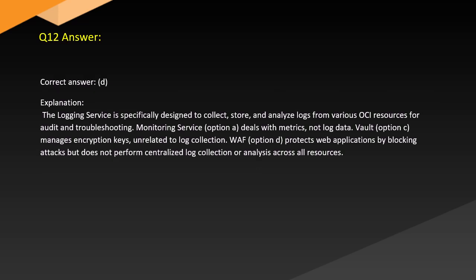Answer. Correct answer, D. Explanation. The logging service is specifically designed to collect, store, and analyze logs from various OCI resources for audit and troubleshooting. Monitoring service, option A, deals with metrics, not log data. Vault, option C, manages encryption keys, unrelated to log collection. WAF, option D, protects web applications by blocking attacks but does not perform centralized log collection or analysis across all resources.